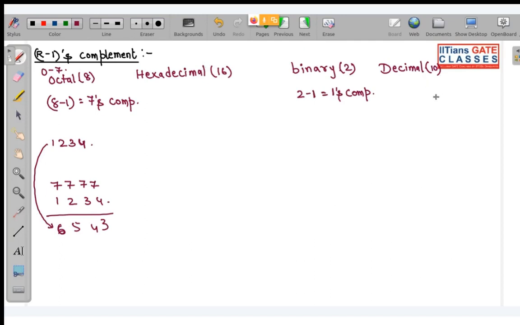Even in decimal, suppose if I have a decimal number 1 2 3. So here your r minus 1's complement will be what? 10 minus 1. So that will be 9's complement. So how do we calculate 9's complement? Very simple. 9 9 9 minus 1 2 3. So this will be 8 7 6. 8 7 6 is your 9's complement for 1 2 3. Okay, so this is r minus 1's complement.